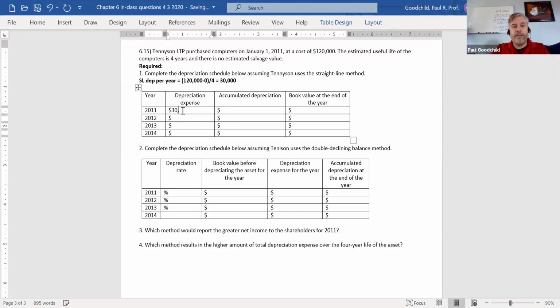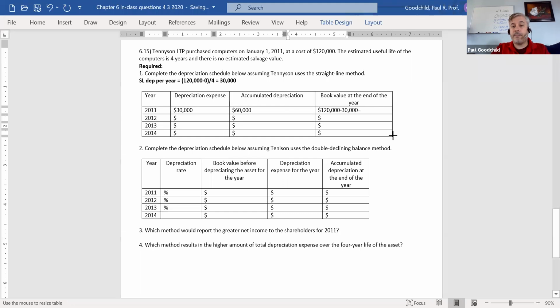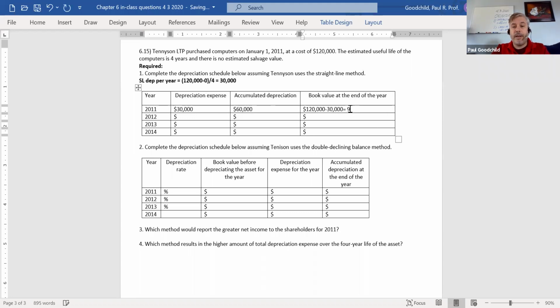So our depreciation expense 30,000, our accumulated depreciation is 60,000, and our book value at the end of the year 120,000 minus the 30,000 equals, and I'm gonna need more space here. $90,000. Oh, sorry, typo, 30,000. Thank you for that, Madison. I appreciate you following up with me there.